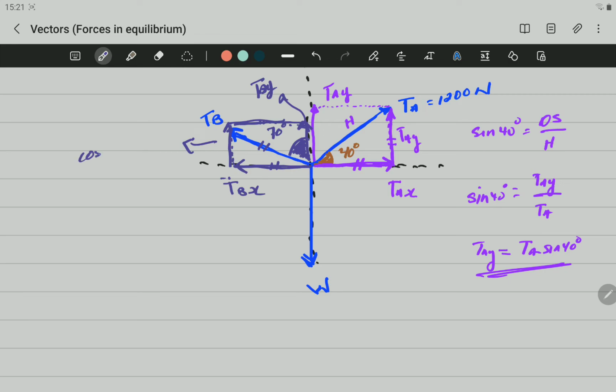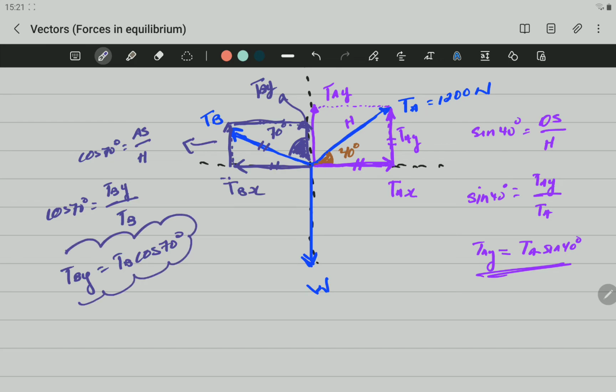So from here you can see that the adjacent side is the TB in y. So cos of 70 degree is equal to the adjacent side divided by the hypotenuse, and the adjacent side is TB in y, divided by TB. So if you arrange this one, you have that tension B in y is equal to tension B multiplied by the cosine of 70 degree. So now we know the components of each vector in the y-axis. We have now what we need to know: the object is in equilibrium.